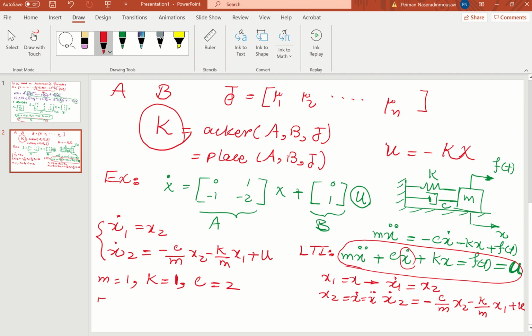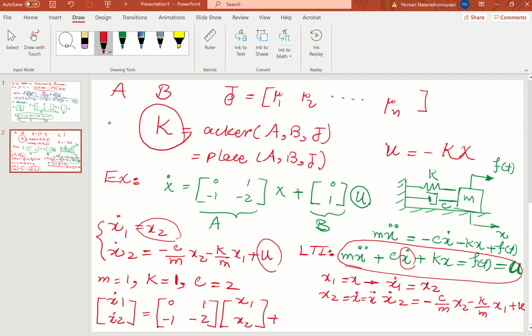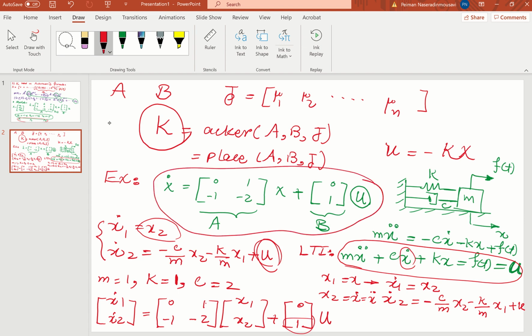So if I do that, you can write this in matrix form. X1 dot, x2 dot. This line has only x1, x2, so 0, 1. This line has minus k over m, 1 over 1, so minus x1 minus 2 x2 plus B u, single input, single output, u. That's right, because this appears on the second line.